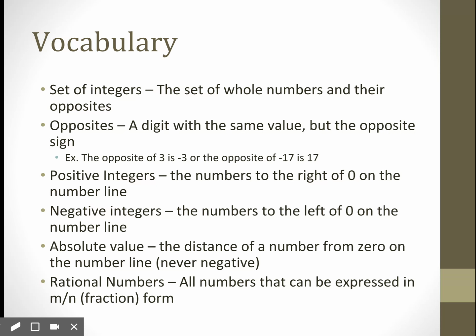Positive integers are all of the numbers to the right of 0 on the number line. And negative integers are all the numbers to the left of 0 on the number line. Absolute value is the distance of a number from 0 on the number line. Absolute value can never be negative. That's very important to remember.